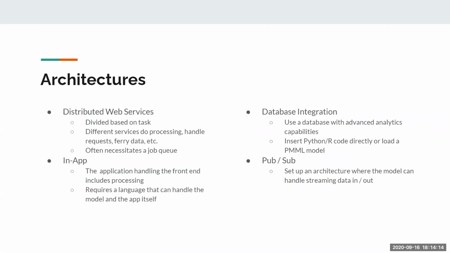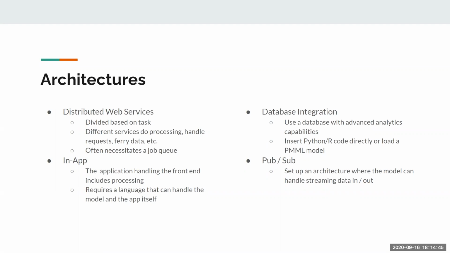So a couple of architectures, or I guess generalized categories of architectures, are distributed web services, where the resources are split up based on tasks. So the one I described earlier, where you have an internal job queue, a front end that takes requests and directs into that job queue, workers who take requests from the front of the queue and process them and send them back to users.